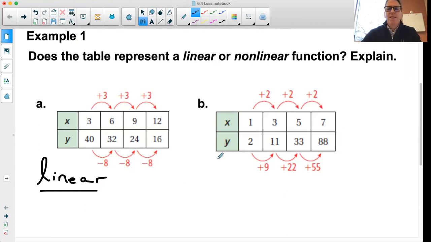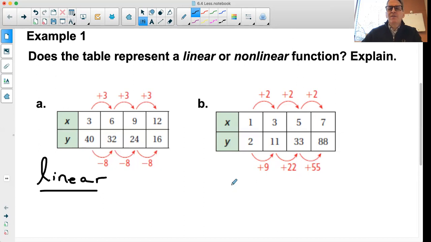Letter B, X: 1, 3, 5, 7. Y: 2, 11, 33, 88. Now, when you're given these questions, it's kind of tempting to see that we have a pattern, and sometimes you see a pattern develop and you start to think, well, that's got to be a linear situation. But the pattern isn't consistent. So it goes up 2 on the X, which is really good. But then if you examine the Y, it goes up 9, up 22, up 55.